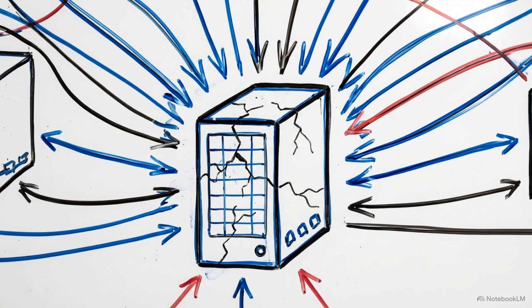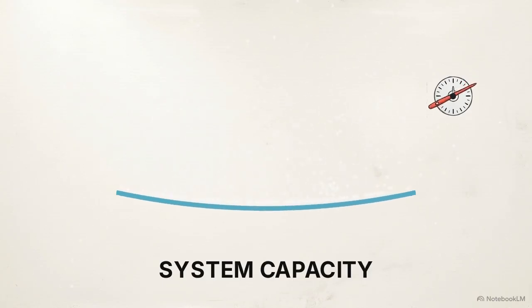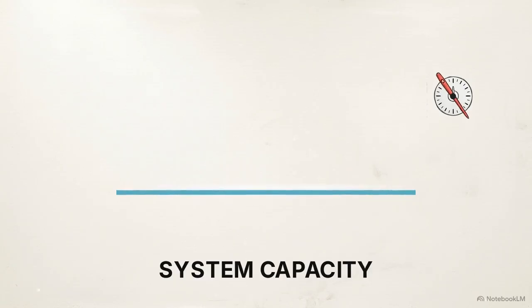A single server processing 20 requests a second is a quiet, predictable operation. An architecture supporting 1 million connections is a volatile, distributed organism. We define scalability strictly as a system's capacity to handle increased load without degrading performance or failing. When demand spikes, the system must absorb the pressure.